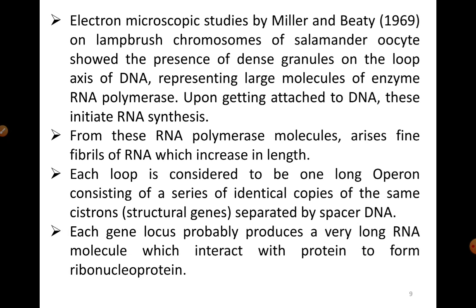Now each loop here is considered to be one long operon consisting of a series of identical copies of the same cistrons, which are nothing but the structural genes, separated by a spacer DNA. Each gene locus probably produces a very long RNA molecule which interacts with protein to form ribonucleoprotein.